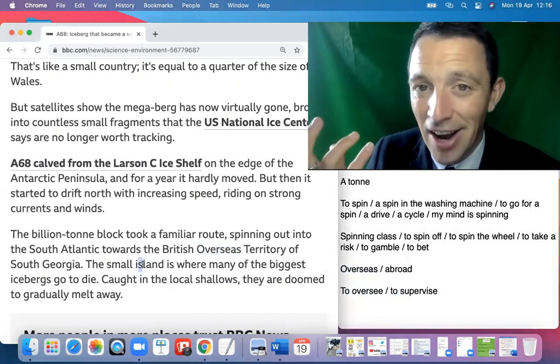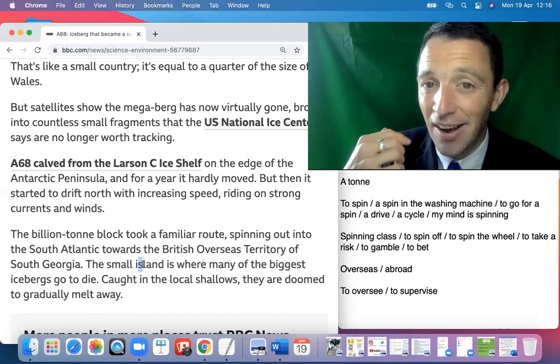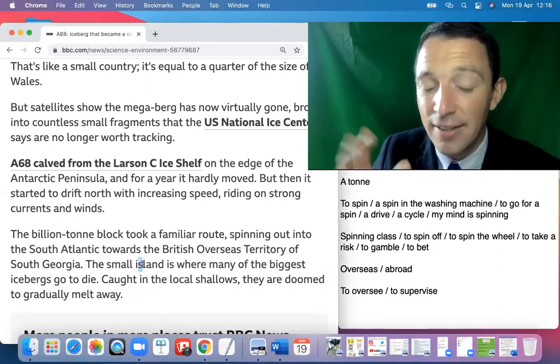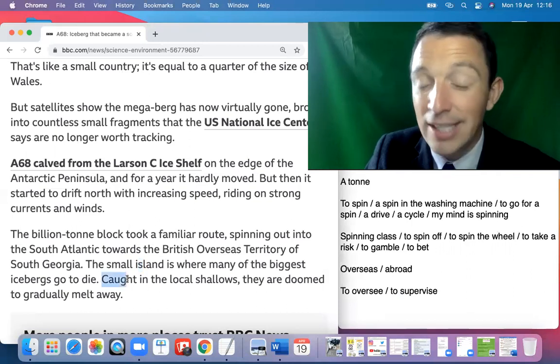Here, the pronunciation is important. The S is silent, the island. So that's very important for the pronunciation. The S is silent. So we just say the island. So that's important. Caught is the verb to catch.